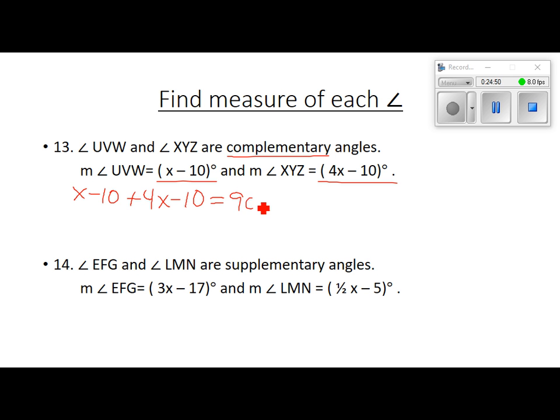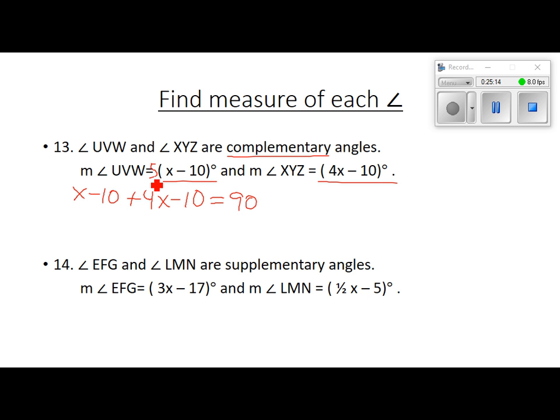Equals 90. Notice, what did I not put in here when I put that stuff in? The parentheses and the degrees, right? You don't need that in this case. If there had been a 5 or something out in front of that, then we need the parentheses. But otherwise, you could just drop off those parentheses. Solve that just like we solved the other ones.